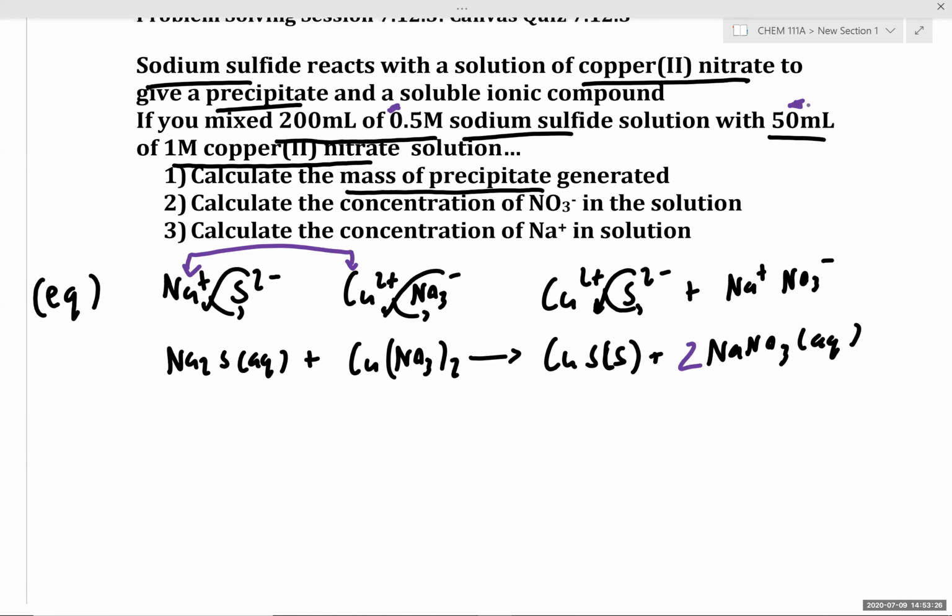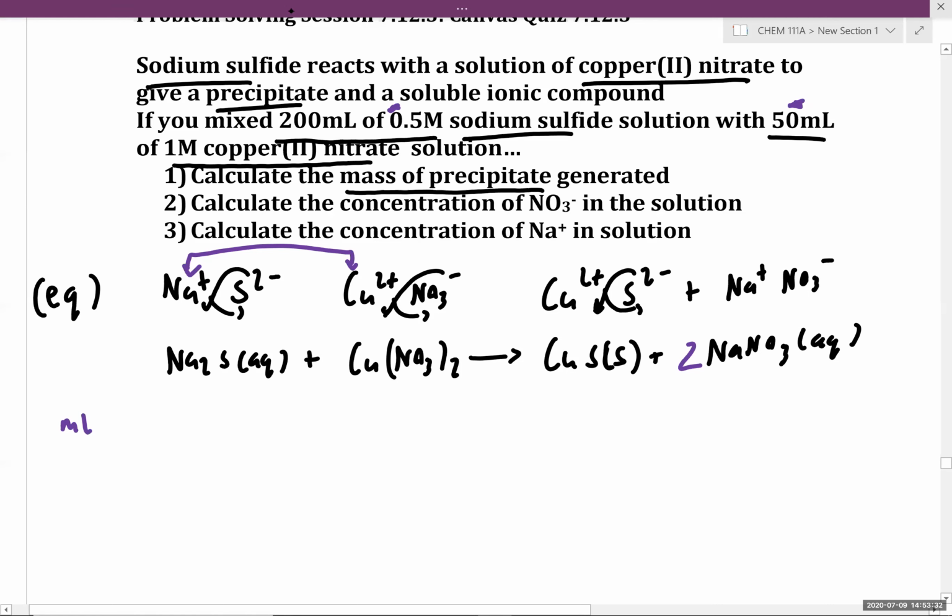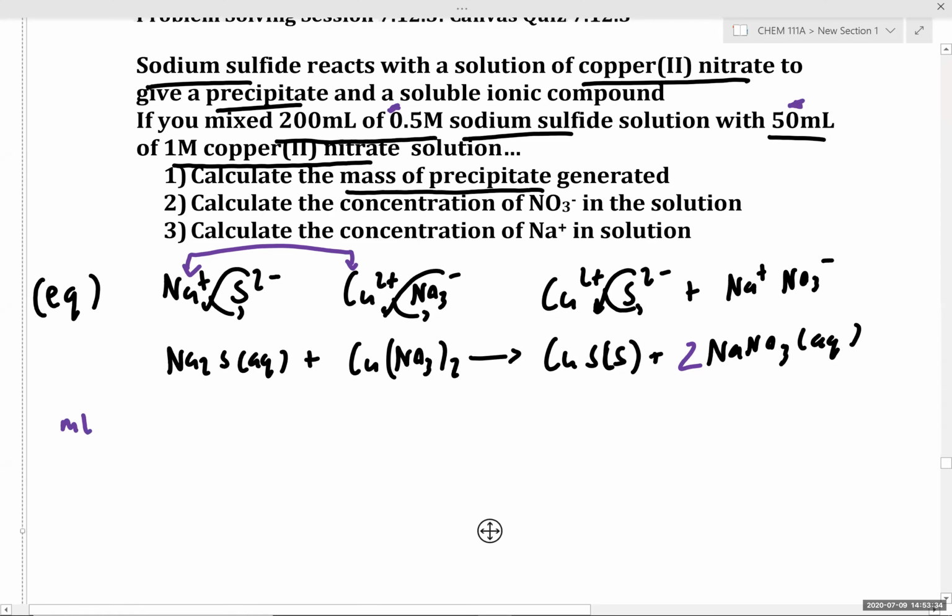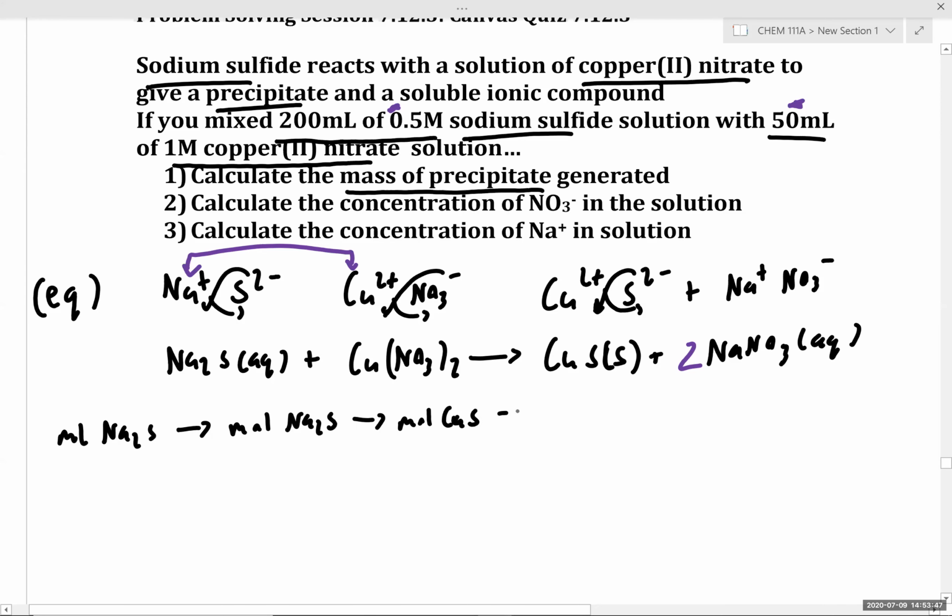Okay, so let's discuss this example. We're going to use the product method. Let's start with sodium sulfide. We're going to convert from the milliliters of sodium sulfide to the moles of sodium sulfide, to the moles of copper 2 sulfide, to the grams of copper 2 sulfide.